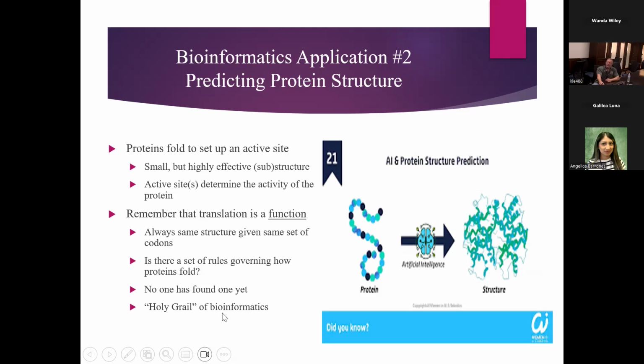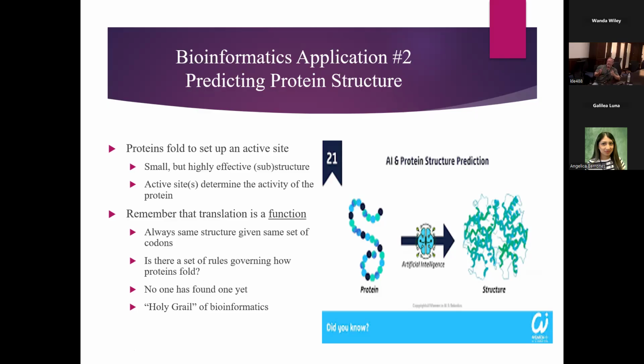One of the things that we've been trying to do, and it's often referred to as the holy grail of bioinformatics, is to figure out, is there a set of rules for how proteins fold? There probably is to some extent, but this is something we have not been able to figure out yet. What tells a protein that has a certain amino acid sequence to fold one way, but another protein that has the same amino acid sequence in part of its structure doesn't fold the same way?